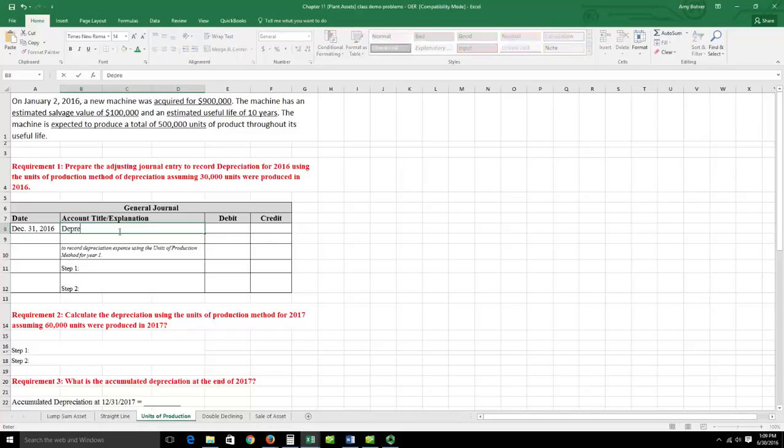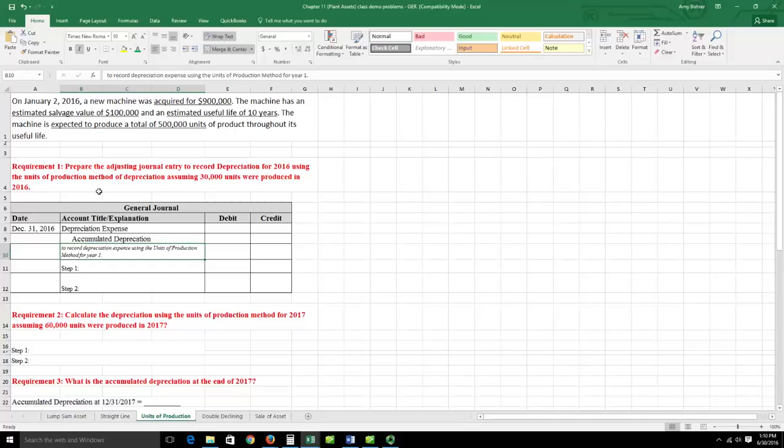And again, it doesn't matter which method of depreciation you are using, your journal entry to record depreciation is always going to be a debit to depreciation expense and a credit to accumulated depreciation. I cannot spell today. The different methods, whether it be the straight line method, the units of production method, or the double declining balance method, are just a factor of figuring out the amount that you're going to use to depreciate. It says prepare the journal entry using the units of production method of depreciation, assuming 30,000 units were produced in 2016.